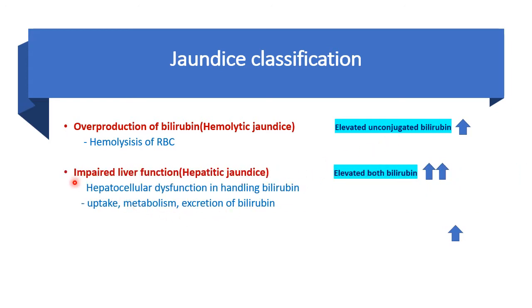The second category is called hepatic jaundice. It is where there is impaired liver function, where the hepatocellular dysfunction in the liver is unable to handle the bilirubin uptake, metabolism, and excretion of bilirubin. So in this type of jaundice, both types of bilirubin, conjugated as well as unconjugated, are elevated.